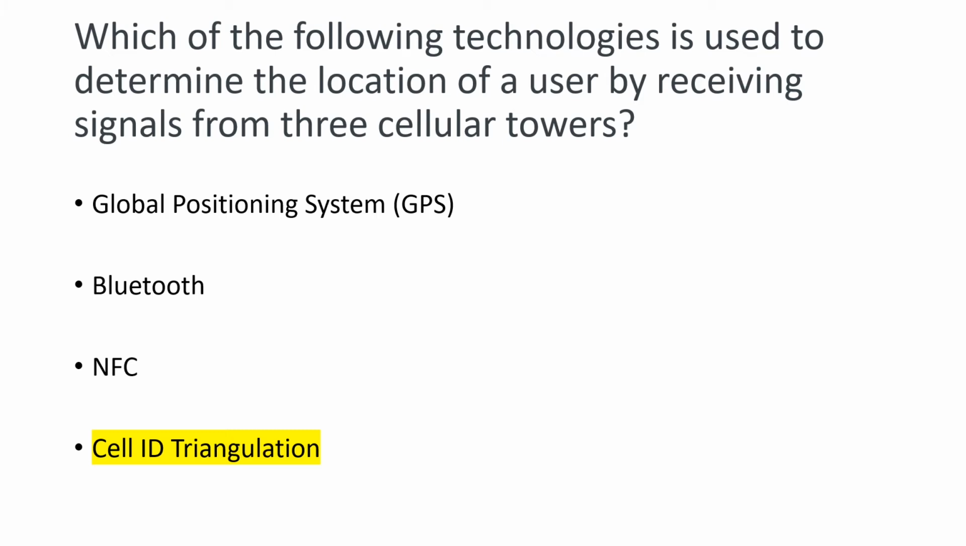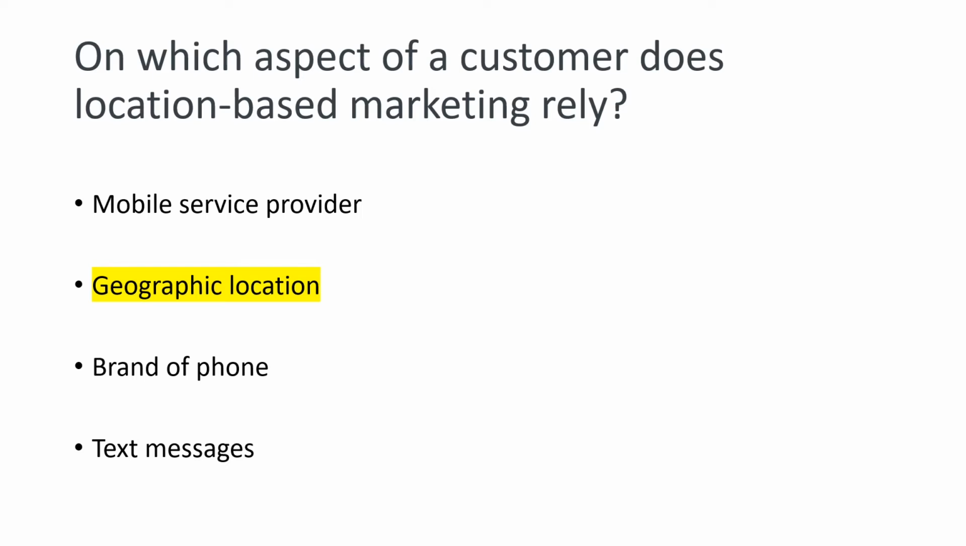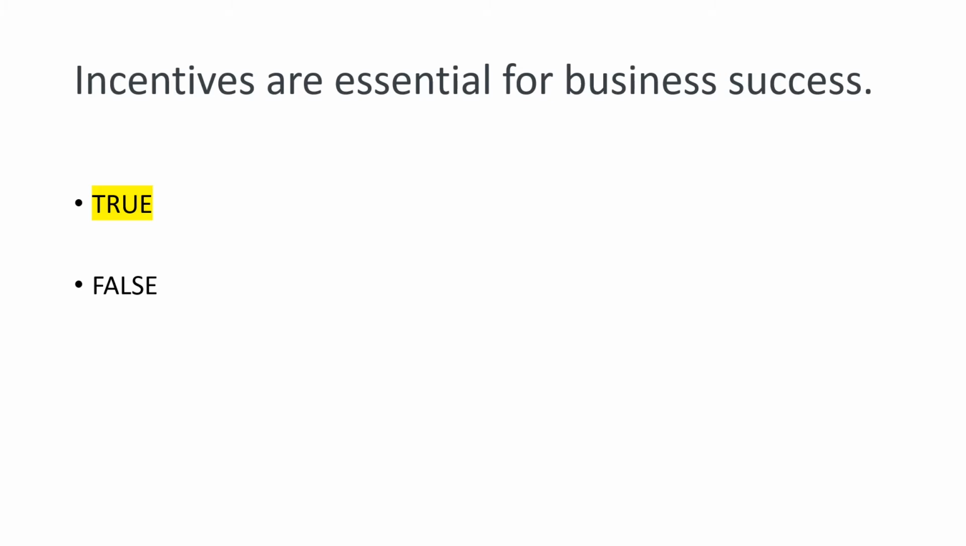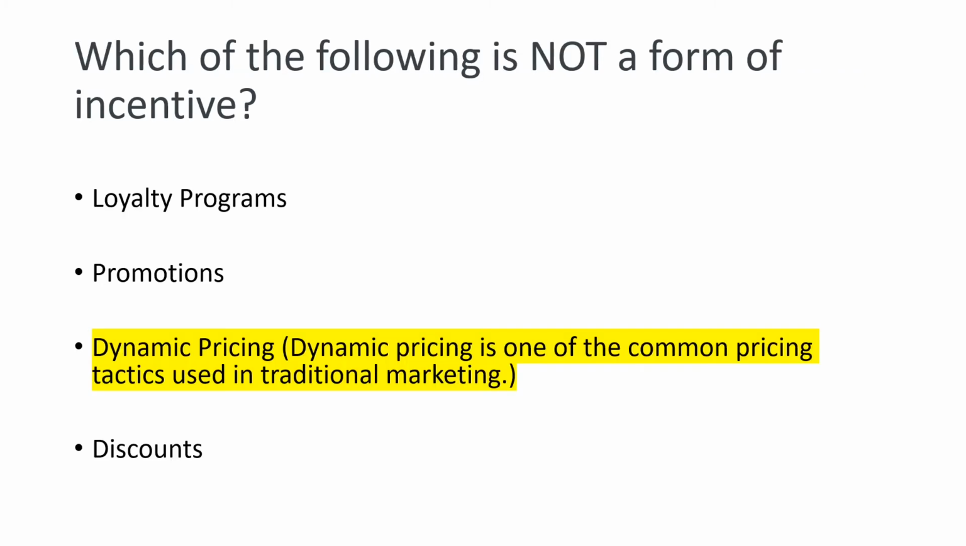Cell ID triangulation. 129. On which aspect of a customer does location-based marketing rely? Geographic location. 130. Incentives are essential for business success. True. 131. Which of the following is not a form of incentive? Dynamic pricing. Dynamic pricing is one of the common pricing tactics used in traditional marketing.